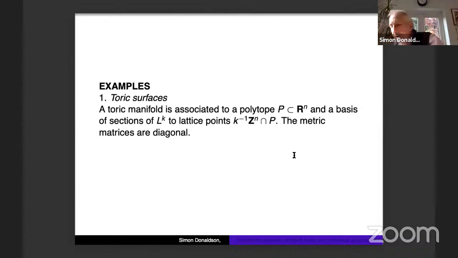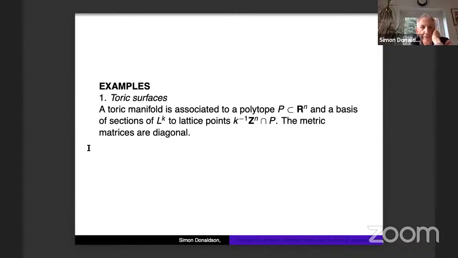So we've just got about 10 minutes, I think, to finish off. So let's talk about some examples. I'm going to be doing some jumping around because I had some problems with putting diagrams in my PDF file. We're going to talk basically about toric manifolds, particularly toric surfaces.